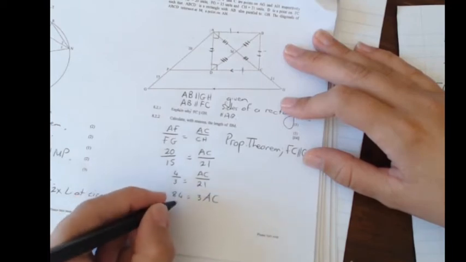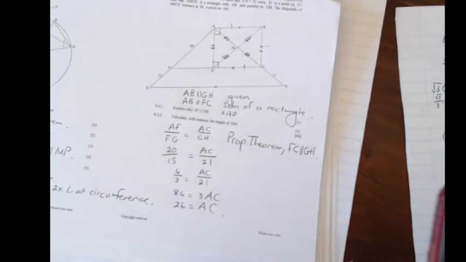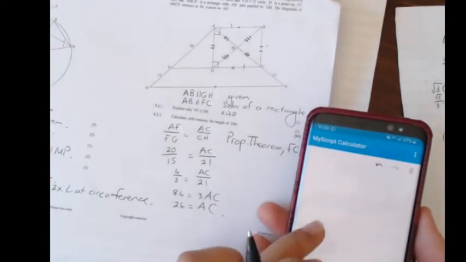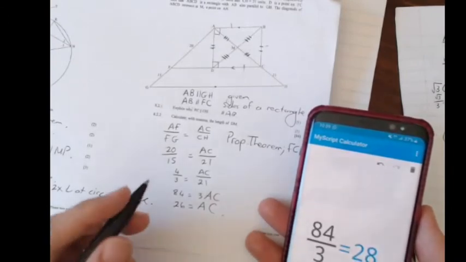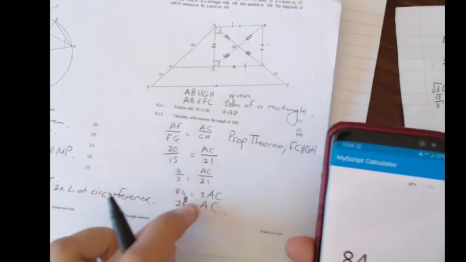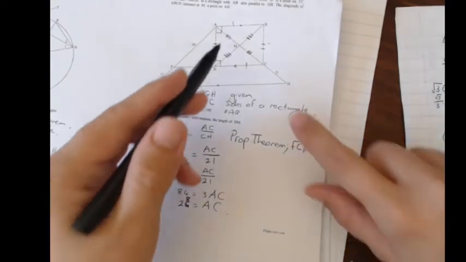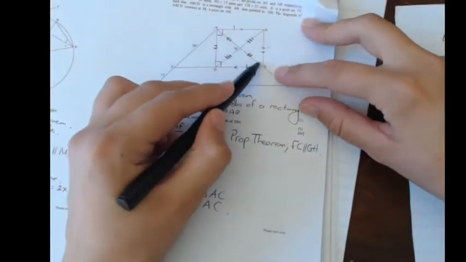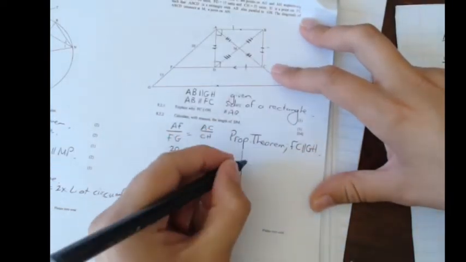Divided by 3 on both sides, that's 26 is AC. I'm just going to double check myself quickly. 84 divided by 3 is 28. Oh, good thing I checked. Okay, so AC is 28. AC is 28, and I'm just going to continue there quickly.